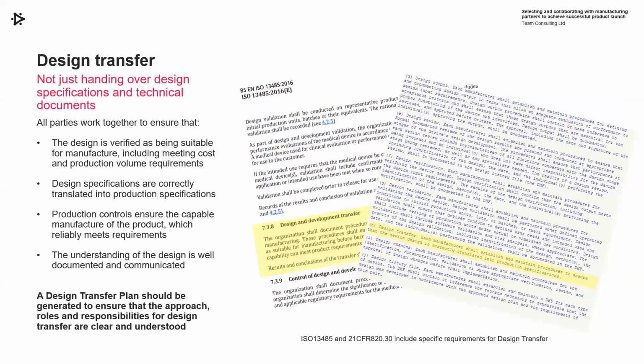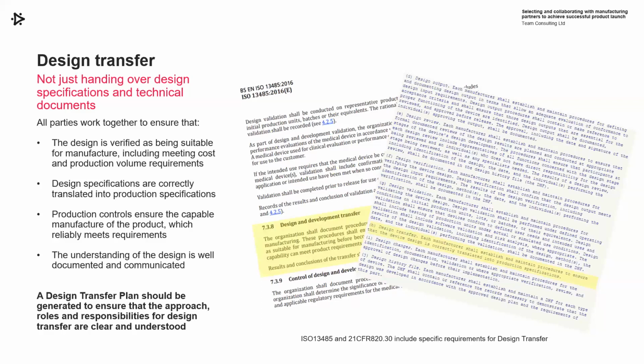Finally, think about design transfer. It's not just about handing over a drawing pack and technical specifications. It's called out in the standards. Both 13485 and 21 CFR 820 have specific sections on design transfer. It's about verifying that the design is suitable for manufacture. It's verifying that those design specifications have correctly been turned into production specifications, and that production controls are capable, and that you can manufacture the product reliably so that it will meet the requirements.